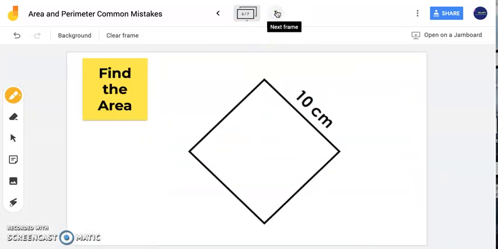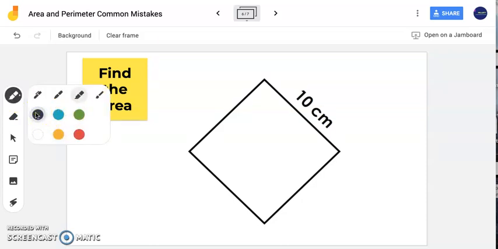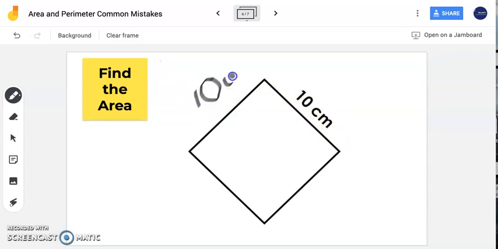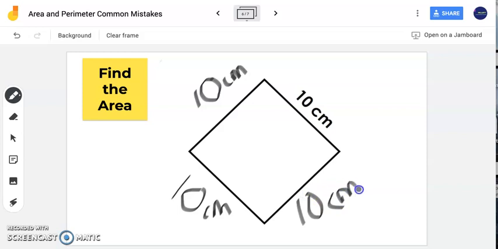This next one, I'm asking you to find the area. This is the most common mistake I saw. Many of you saw this square, and I only wrote 10 centimeters on one side. And I was hoping that you would recognize that an amazing characteristic about a square, if one side is 10, that means all sides are going to be the same amount. So that means this side will be 10 centimeters, this side will be 10 centimeters, and so will my fourth side. That is a characteristic about a square, that all four sides are equal.